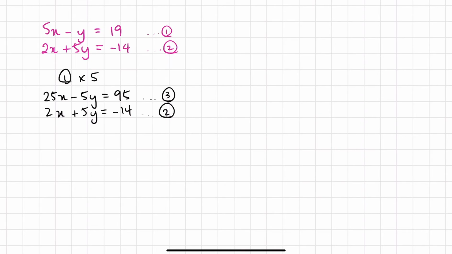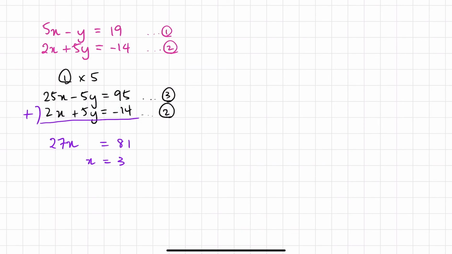Let's use a different color. If I just draw a line, in the last question I subtracted the equations and it canceled each other out. In this situation though, it would be more appropriate to add the two equations, because our goal is to eliminate this part, and this one already has a negative in front of it. So if I add, we get 27x, the y's cancel out, and then we add 95 to negative 14, which gives 81. This is when you know you have a nice answer, because 81 divided by 27 is just a nice 3.